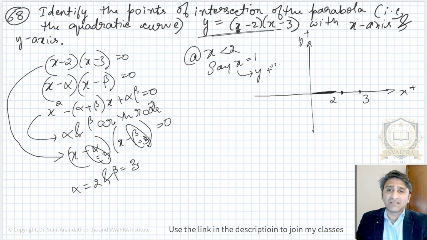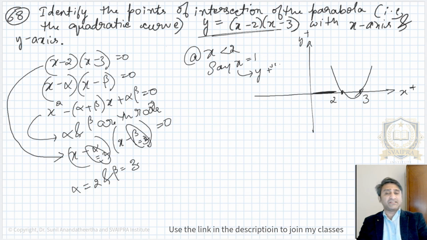So have a look at this. 1 minus 2 is going to be minus 1. 1 minus 3 is going to be minus 2. Minus 1 times minus 2 is going to be plus 2. So therefore, y is on this side. So obviously, the parabola is looking like that.